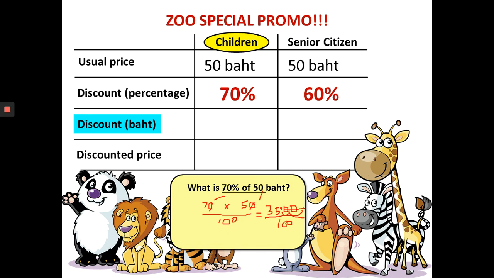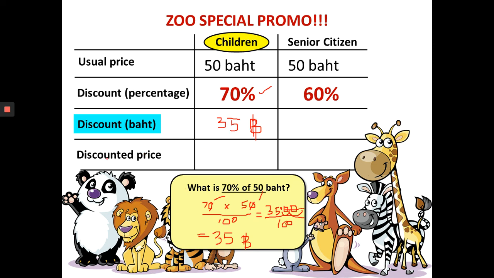Okay, you can just remove the zeros there. So that means 35 baht is the discount. That is the 70% of 50.